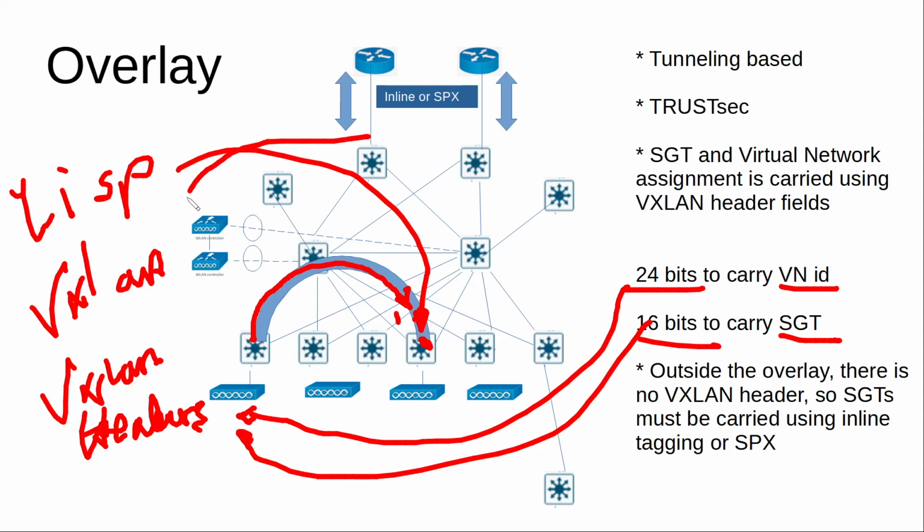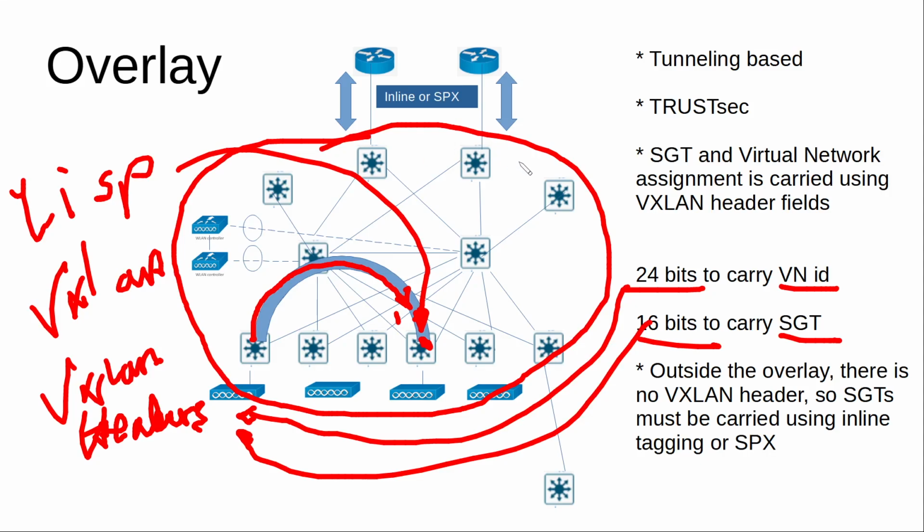This works great within my SD-Access network, but if I am moving traffic outside the network, and I need to maintain this information, the virtual network ID and the scalable group tag, I'm going to have to use inline tagging or SXP, which are TrustSec Cisco technologies, in order to maintain this information as this traffic travels outside the SD-Access network, outside my fabric.